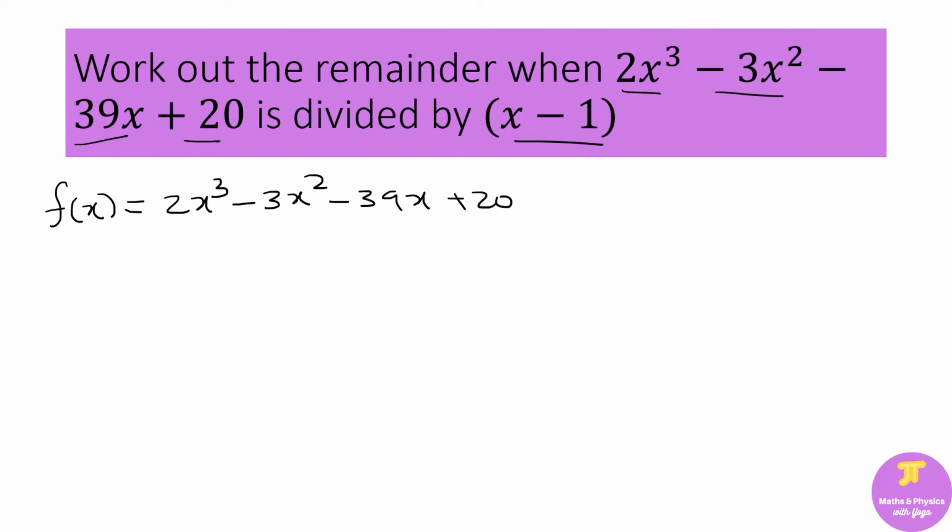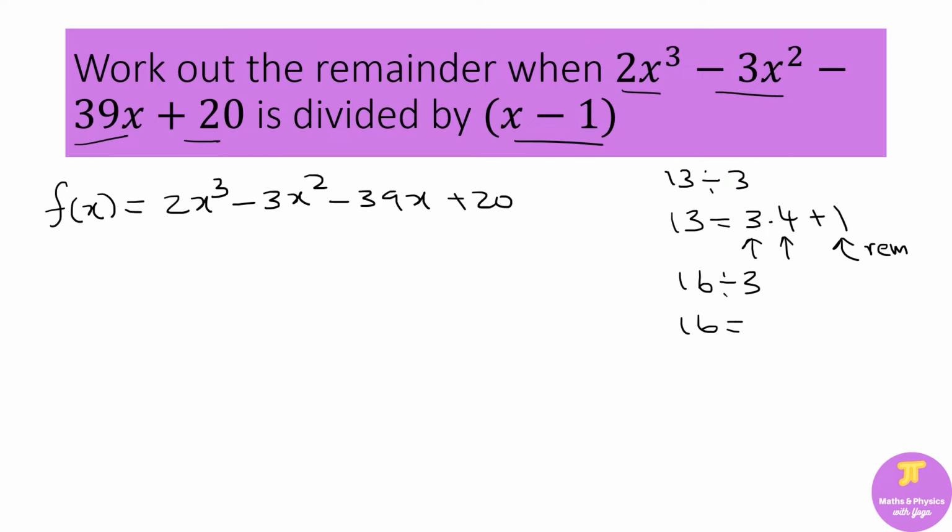What would be the remainder if we divide 13 by 3? In order to find the answer, you need to write 13 as 3 times 4 plus 1. So you are dividing by 3, and 4 is the quotient and 1 is the remainder. The same goes for 16 divided by 3. What's the remainder? You need to write 16 as 3 times 5 plus 1. So the 1 is the remainder.